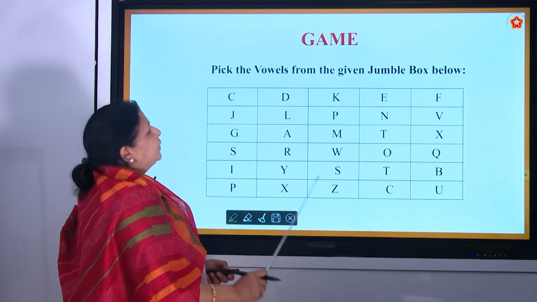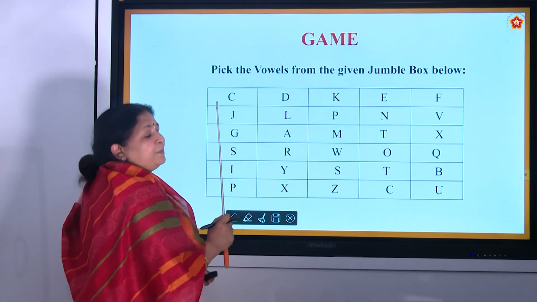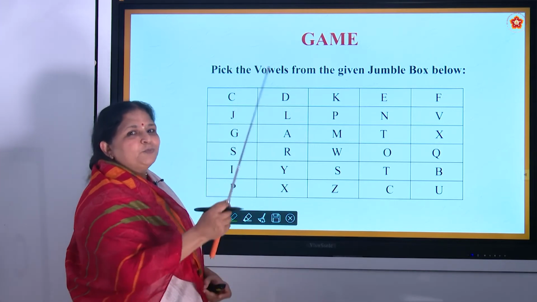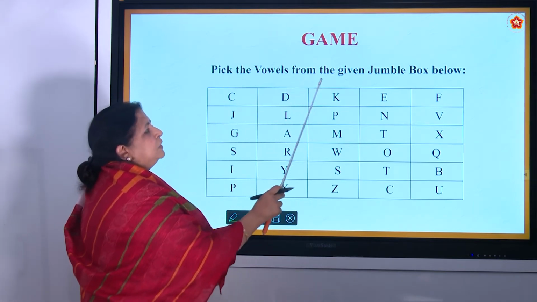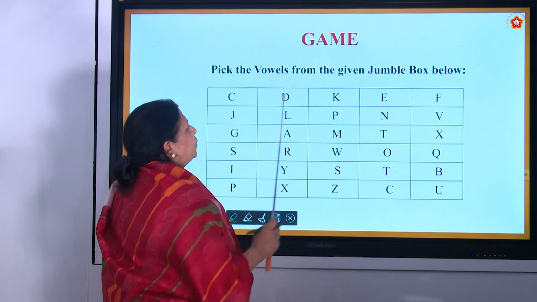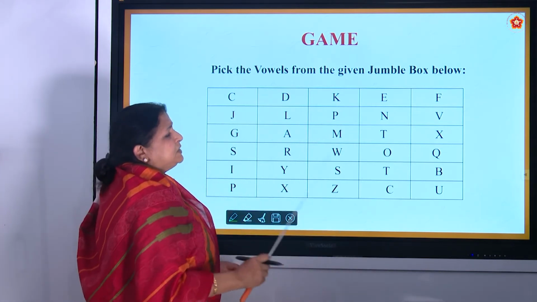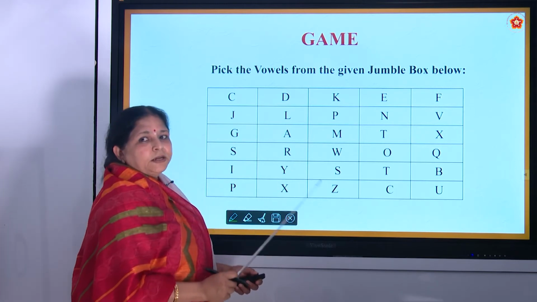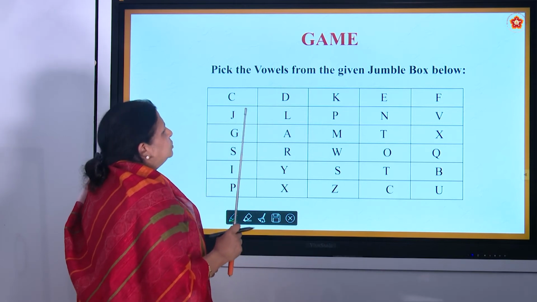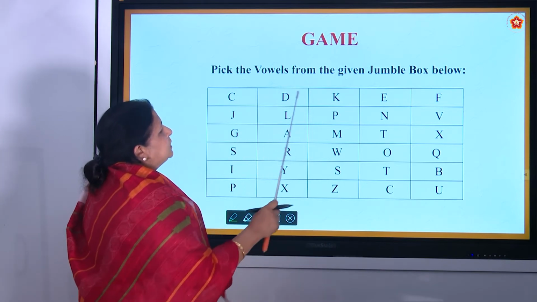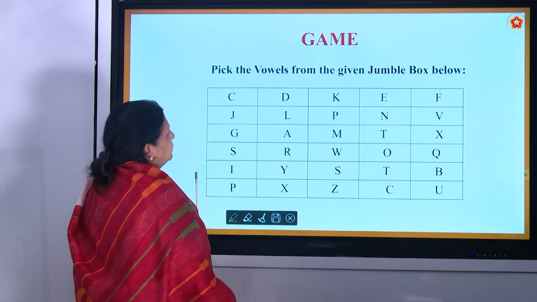Yes. Now it's game time. All of you are happy playing games? Yes, all of us like to play games, right? Pick the vowels from the given jumble box below. This is called the jumble box, where it is not written A, B, C, D together in a line. It is jumbled letters. So you just have to circle. Let us circle. Tell me the first one.